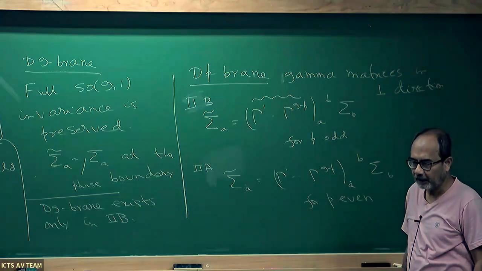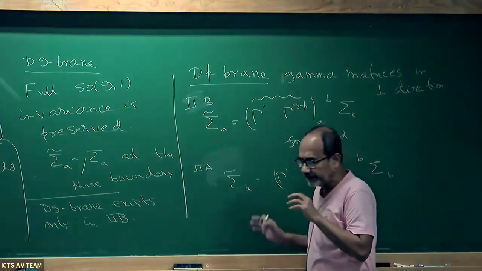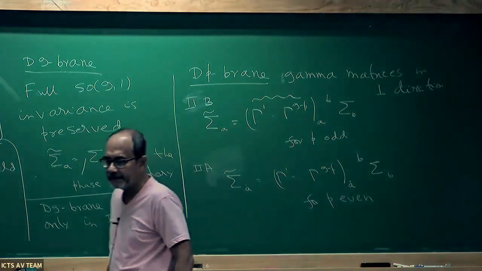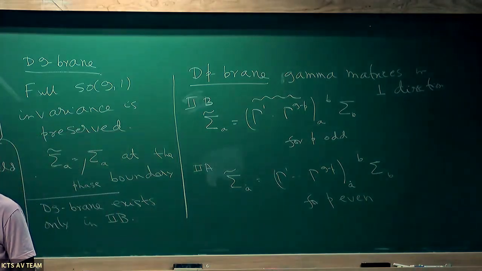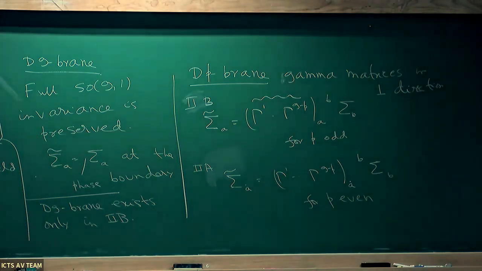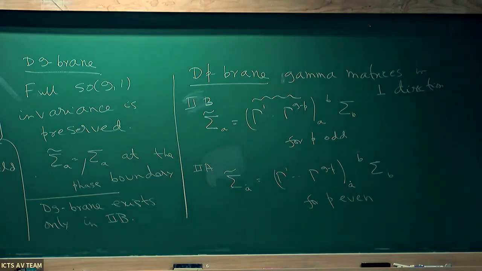So this is just a property of the Lorentz group. This is telling us that the supersymmetric branes exist only for odd P in 2B and for even P in 2A. So 2A can have 0 branes, 2 branes, 4 branes, etc., and 2B can have D1 brane, D3 brane, D5 brane, etc.